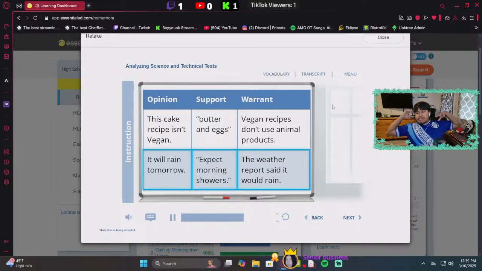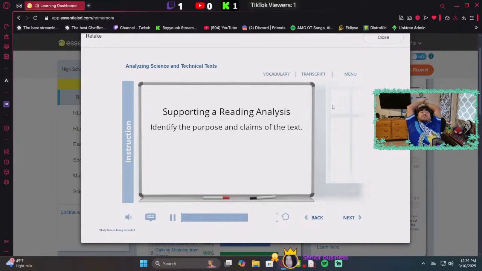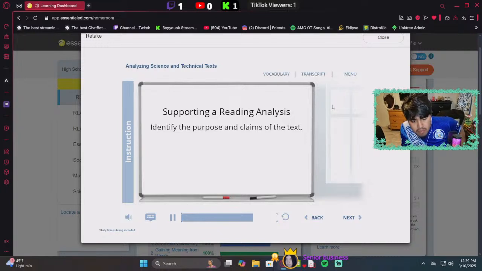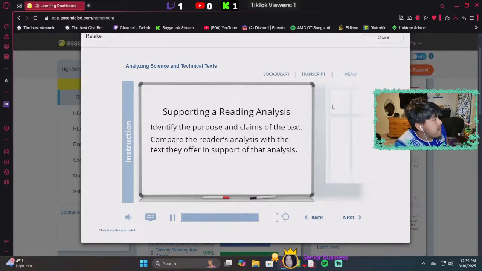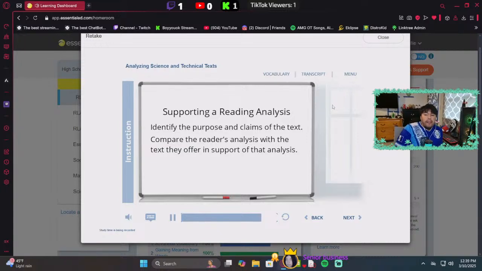If you're evaluating someone else's reading analysis, you have a few more steps to go through. First, identify the purpose and claims of the text. We just talked about that in the last lesson. You have to understand the text in order to understand the reader's response to it. Next, compare the reader's analysis with the text they offer in support of that analysis. Do you see the author's reasoning? If the support seems to fit the analysis, then the text has a warrant.